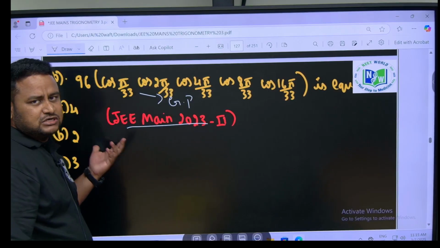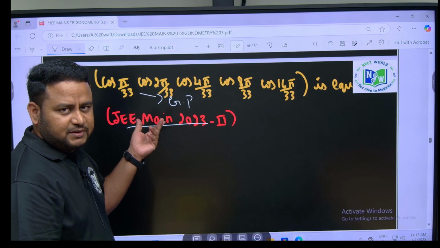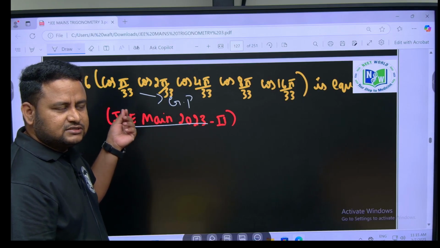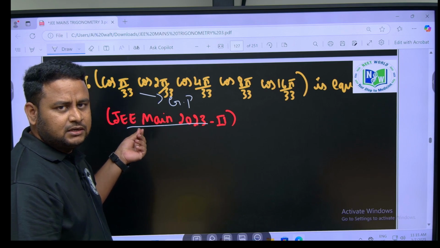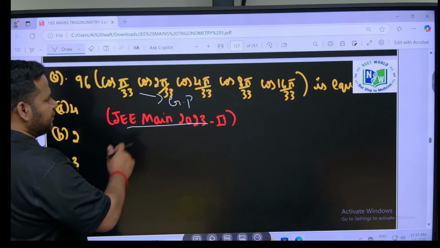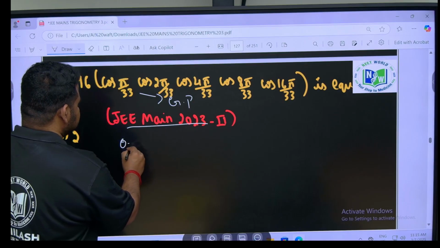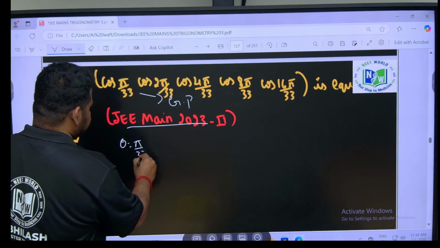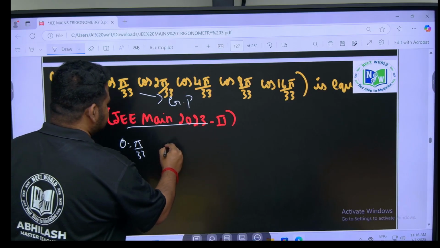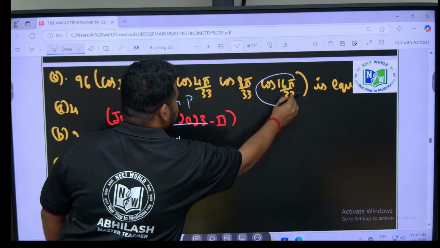The third formula, that is cos theta, cos 2 theta, cos 2 square theta, up to cos 2 to the power of n minus 1 into theta is sin 2 to the power of n theta divided by 2 to the power of n into sin theta. So we have to find what is n, we have to find what is theta. So here theta is what, friends? Theta is pi by 33. Okay, and we have what? 2 to the power of n minus 1 is nothing but this one.